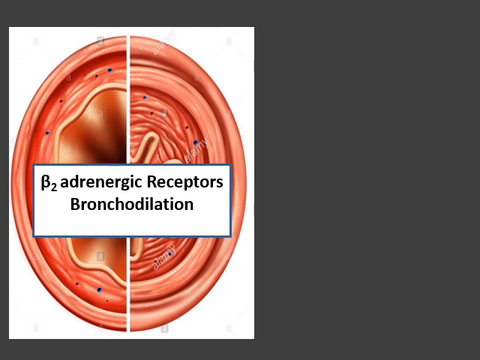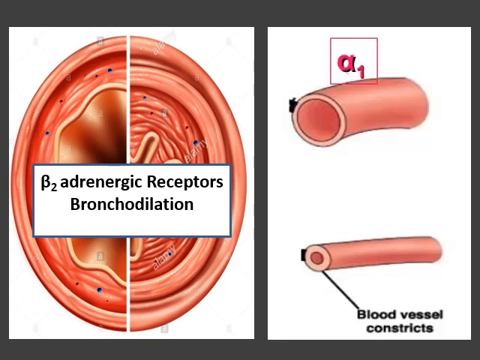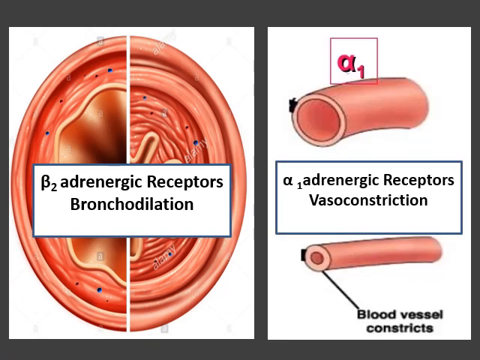Always remember that stimulation of beta-2 adrenergic receptors produce relaxation of the smooth muscle. Example of this, stimulation of beta-2 adrenergic receptors present in the wall of the bronchi produce bronchodilation, while stimulation of alpha-1 adrenergic receptors produce contraction of the smooth muscle. Example of this, stimulation of alpha-1 adrenergic receptors present in the wall of the blood vessel produces vasoconstriction.